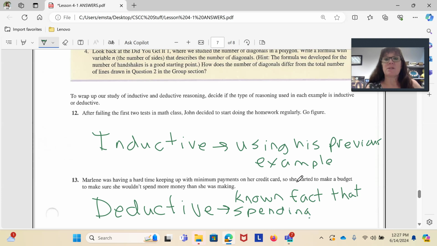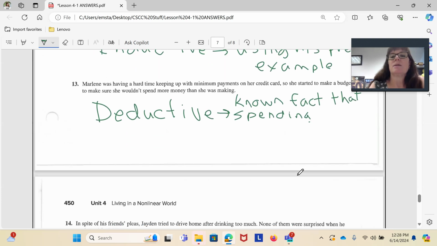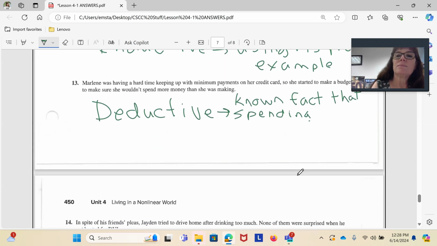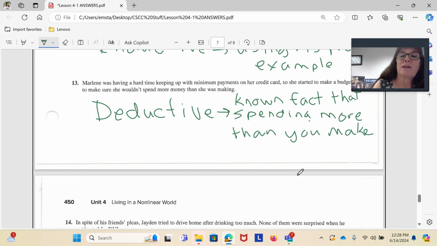I'll scroll this up a little bit because I'm having trouble writing at the bottom of the page. More than you make will make you run out of money. So if you spend more than you make, you'll run out of money.